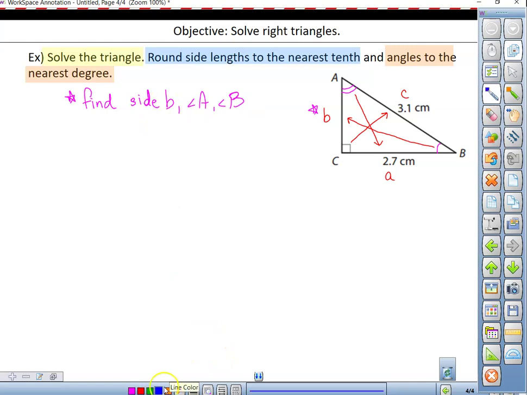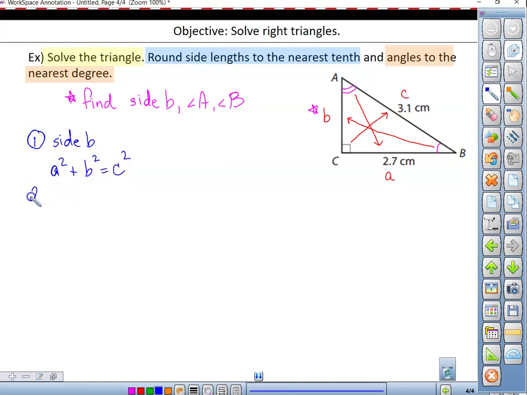All right, so best practice. We know two sides of our right triangle. We should then, finding this third side, use these two sides, which means that we would use the Pythagorean theorem to find side B. And I'm going to do that first. So for side B, I would use my Pythagorean theorem, a squared plus b squared equals c squared.